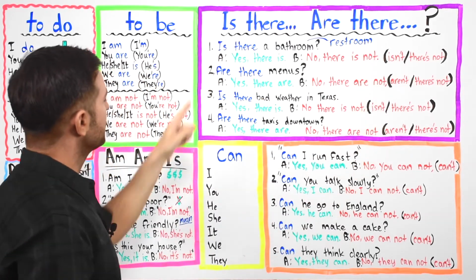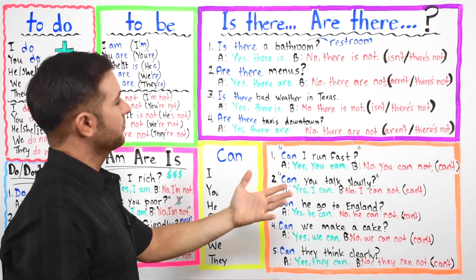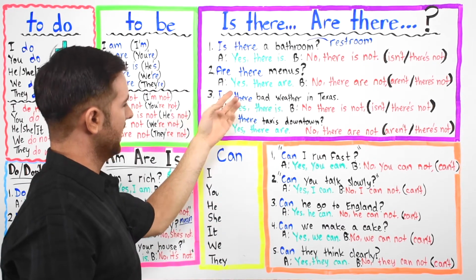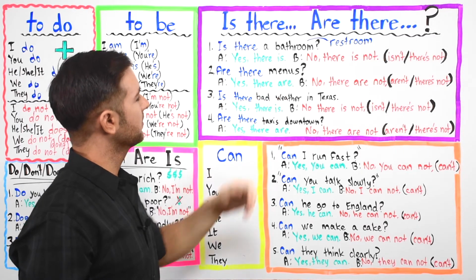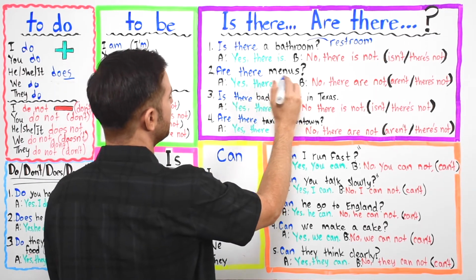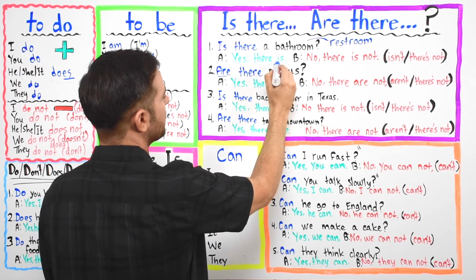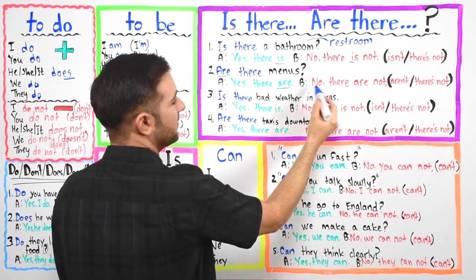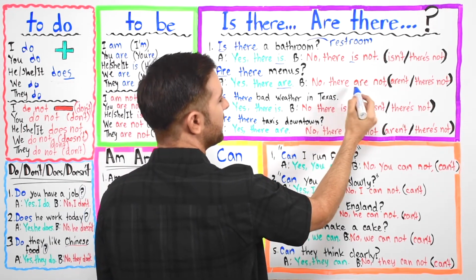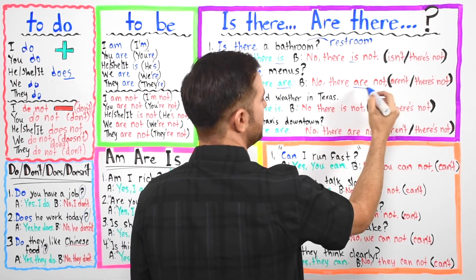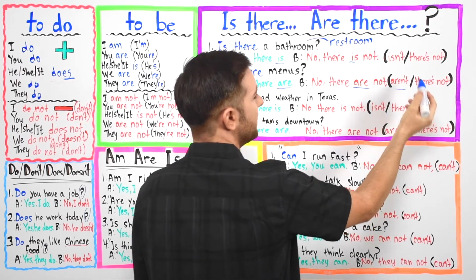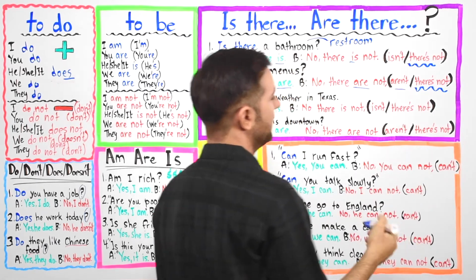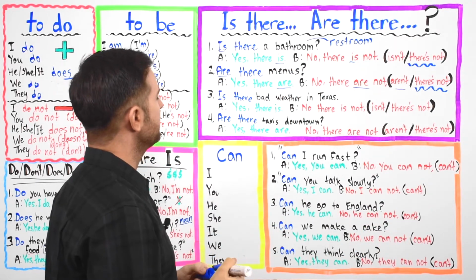Okay? Number two, you are at a restaurant. Are there menus? Are there menus? And as a response, yes, there are. Okay? See how we use are here and are here? And up here we used is and is. Okay? Is. And you can say in the negative form, no, there are not. Or you could say, no, there aren't. Or you could say, like up here, no, there's not. Okay? So you can do it however you want.